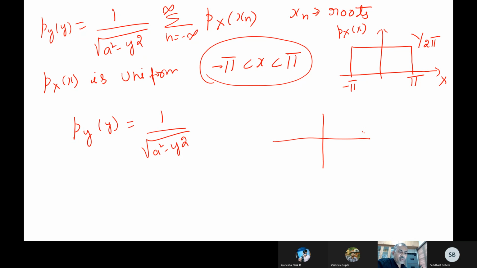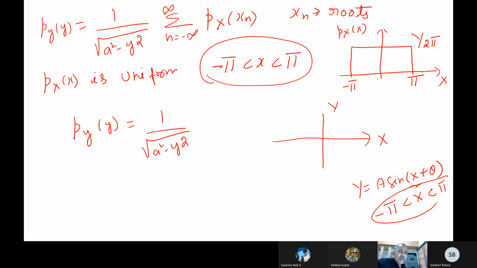So if you plot y and x, y is a sine of x plus theta, but the only condition is now x lies from minus pi to pi only. It doesn't go from minus infinity to plus infinity. You followed. So how many roots will be there? If you substitute, you can find out. So this will be maybe one cycle or whatever. So something like this, you will be having this much only, that is from minus pi to some pi. So this is the limit, otherwise it is 0.